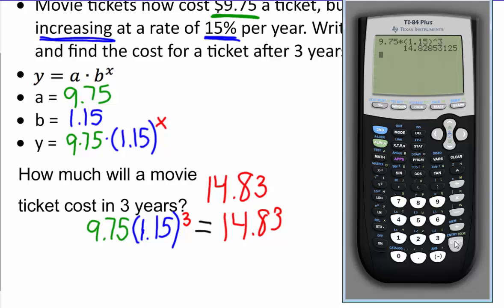All right, so those are the 2 ways that you can answer a specific question that is talking about future years or whatever future x value it wants you to find. These are 2 different ways that you can do it.